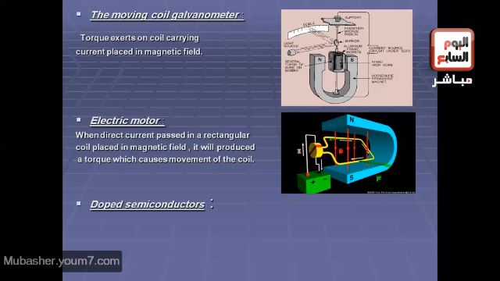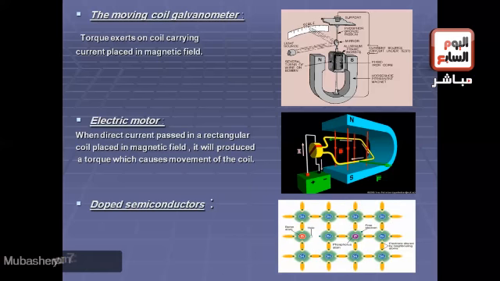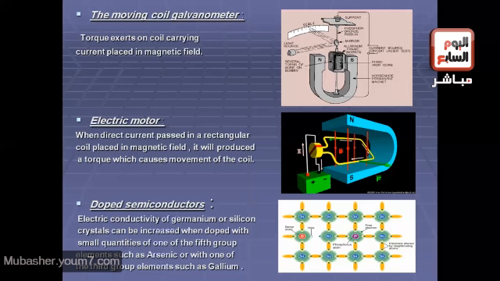Doped semiconductors. This is the shape of a semiconductor. Yes, it depends on the electric conductivity of germanium or silicon. Here is a crystal of silicon in front of you. Yes, we can increase its electrical conductivity when doped with small quantities of one of the fifth group elements such as arsenic, or with one of the third group elements such as gallium. Okay.